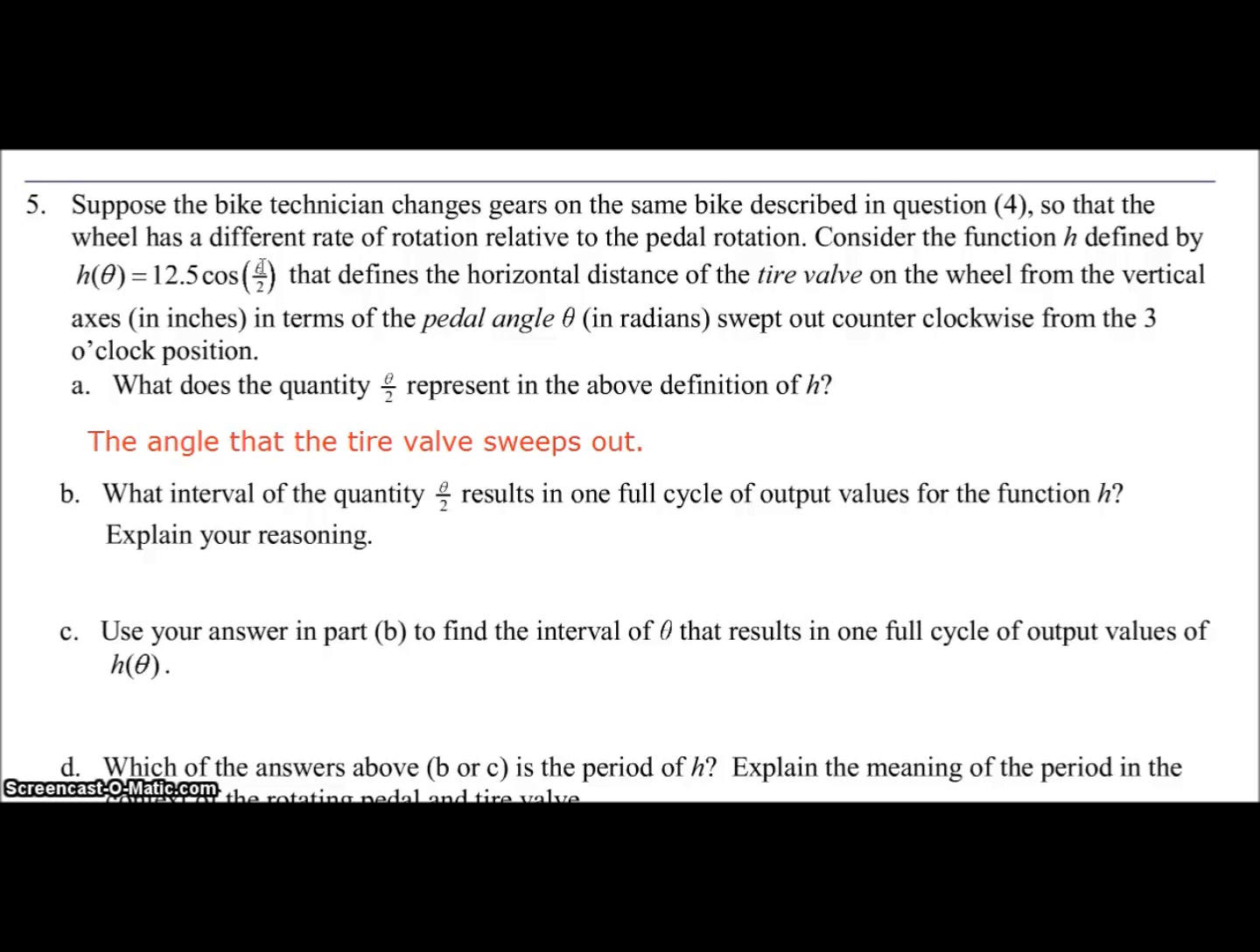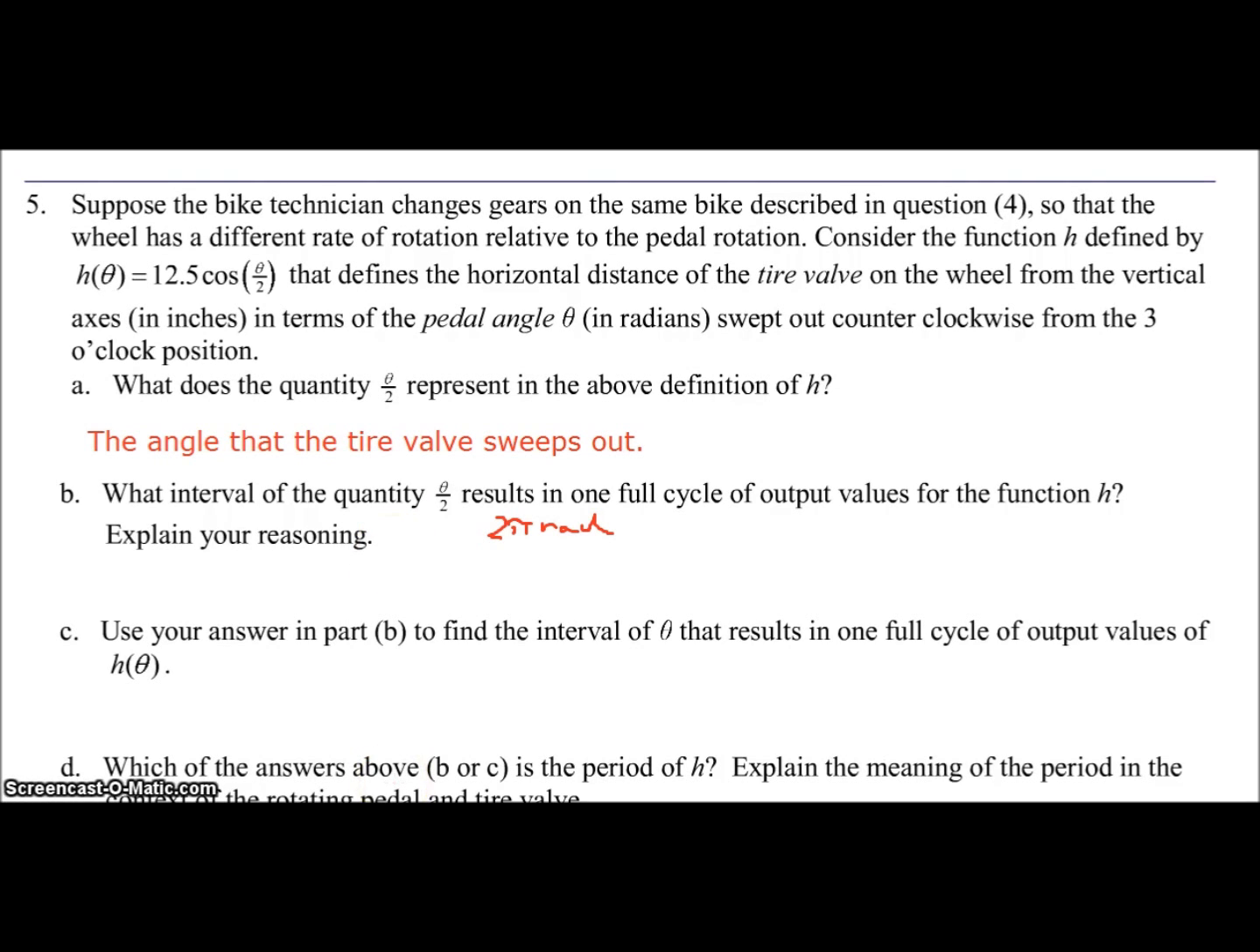What interval of the quantity theta over 2 results in one full cycle output of the values for the function h? So we know that we're going to have one full cycle for 2 pi radians. So I think that's the answer. This has to sweep through 2 pi radians for there to be one full cycle.